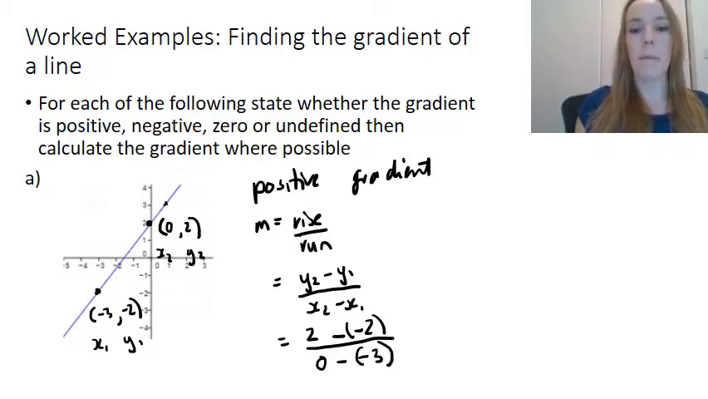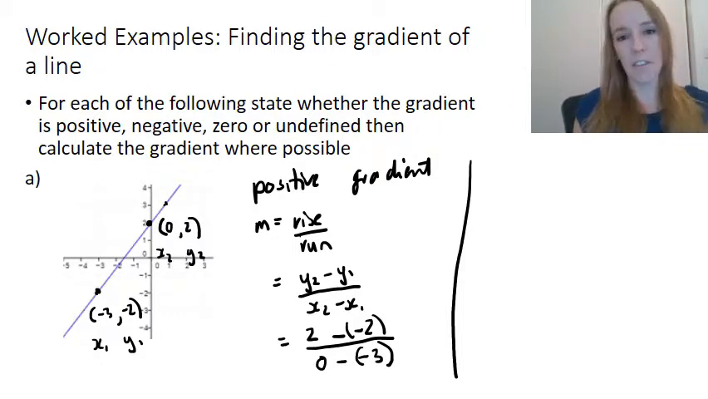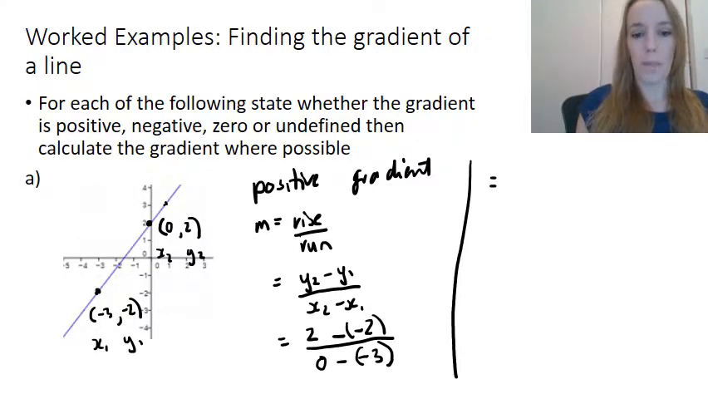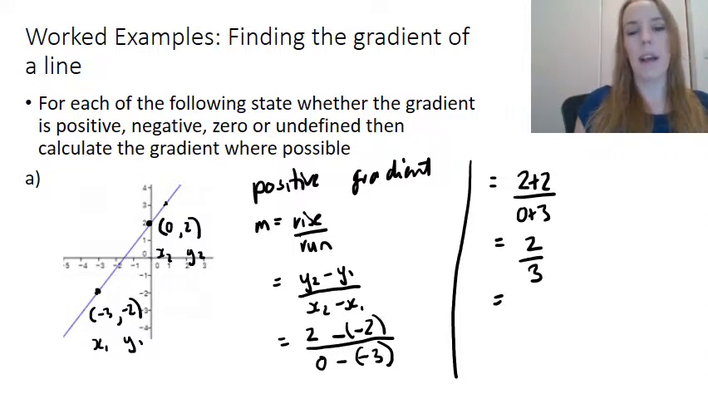Now obviously in your books you would set that out a lot more neatly than I am. You're not going to go on an angle, you're going to go down the page. I've run out of space, but in your own books you would continue working down the page. So 2 take -2 is the same as doing 2 plus 2, and 0 take -3 is the same as doing 0 plus 3. So it leaves us with 2 divided by 3. So that would be our gradient there.